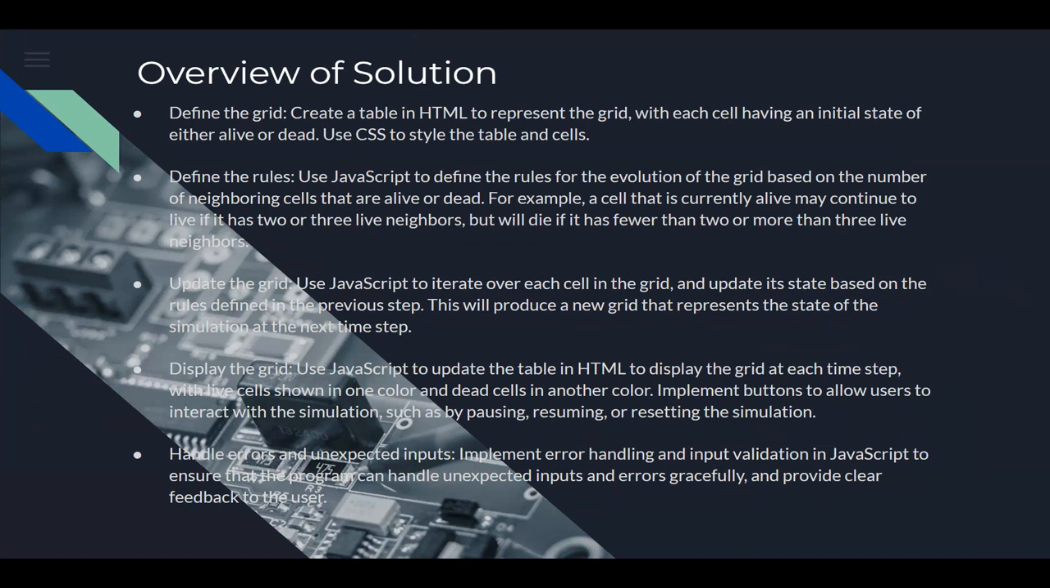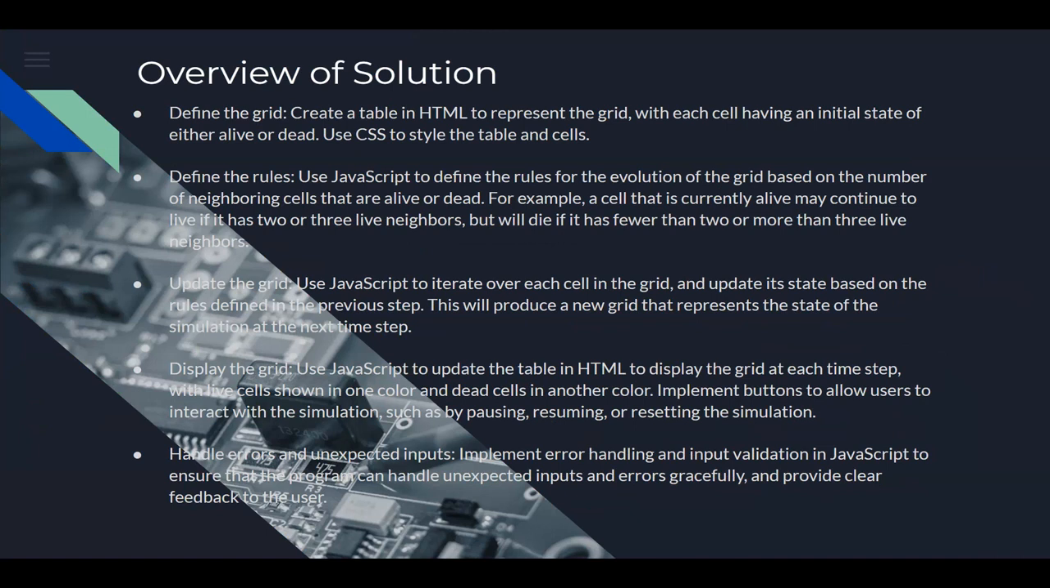Let's go through the overview of the solution. Defining the grid: create a table in HTML to represent the grid, with each cell having an initial state of either alive or dead. We use CSS to style the table and cells. Coming to rules, we have used JavaScript to define the rules for the evolution of the grid based on the number of neighboring cells that are alive or dead. For example, a cell that is currently alive may continue to live if it has 2 or 3 live neighbors, but will die if it has fewer than 2 or more than 3 live neighbors.